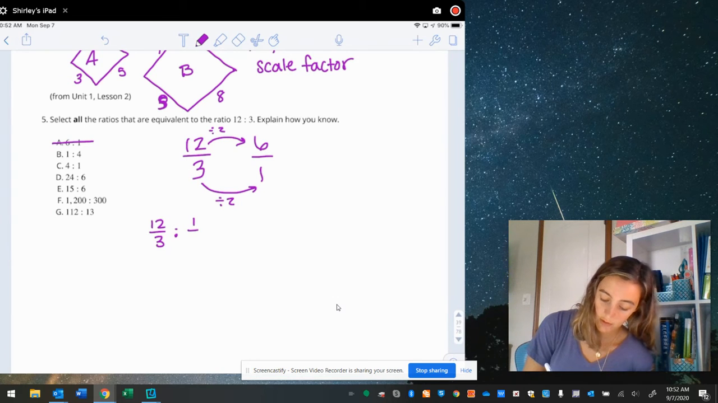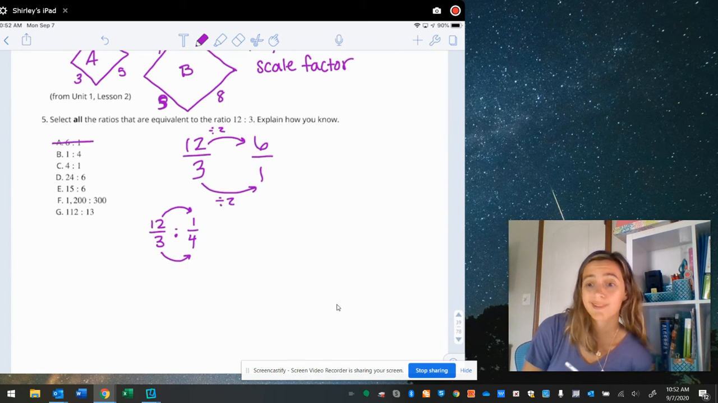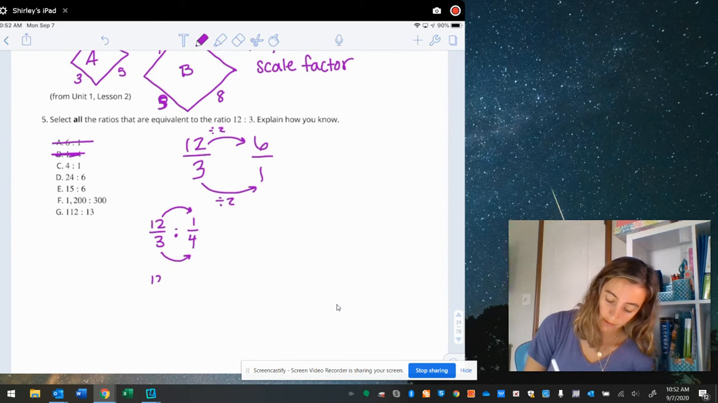I'm going to compare that to 1:4. So 12 divided by 12 is 1. Is 3 divided by 12 4? No. Let's check 4:1. 12 compared to 3, is that the same as 4:1?